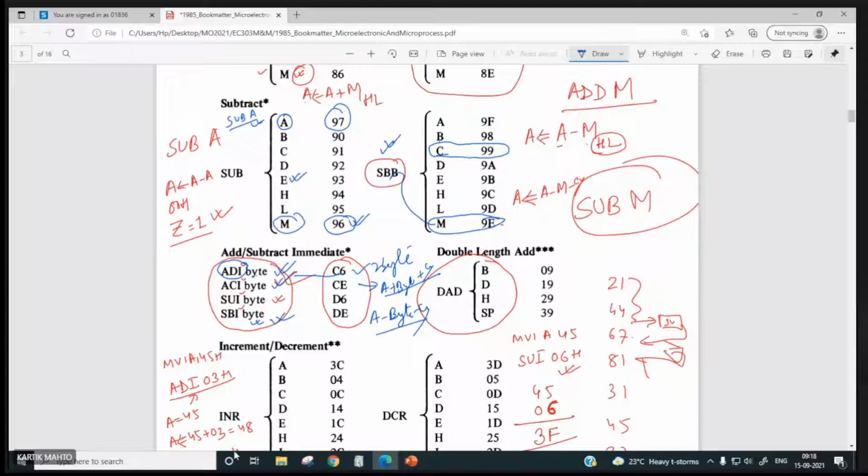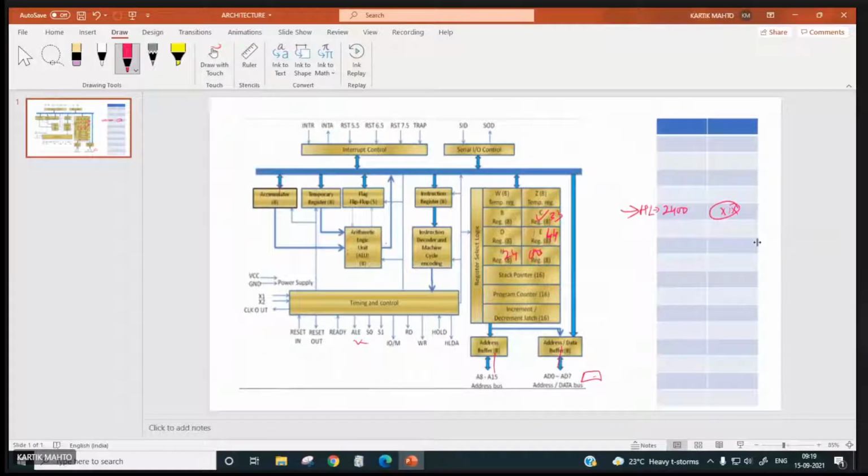Now we go for DAD, double add. How many instructions do we have? 1, 2, 3, 4 instructions are there. Suppose DAD B is the instruction. Opcode is 09. So suppose DAD B is fetched and opcode 09 comes over here. What exactly is the processor going to understand?